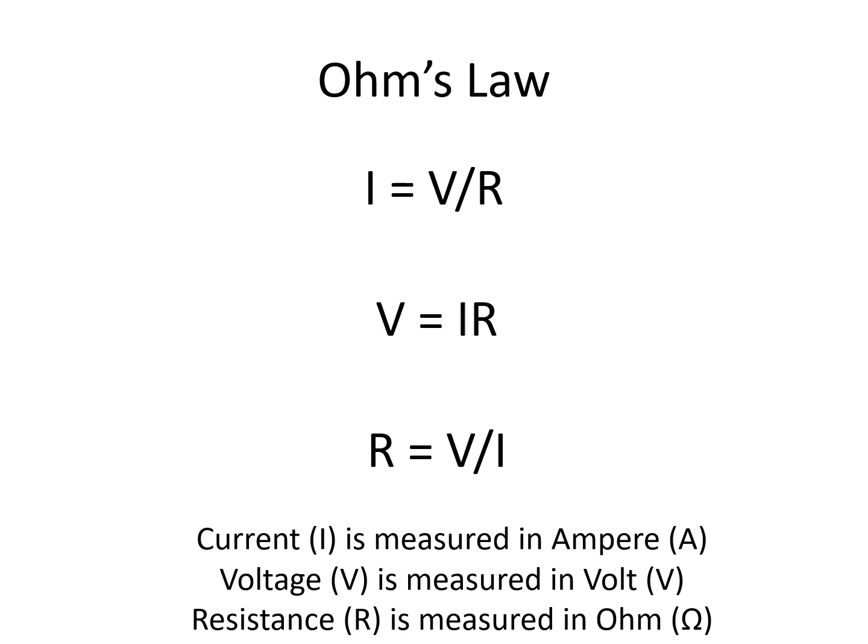Ohm's law can be rewritten in three ways. First is I is equal to V over R. What if V is unknown? So it will become V is equal to IR. Lastly, if R is unknown, R is equal to V over I, wherein current I is measured in ampere A. Voltage V is measured in volt V. Resistance R is measured in ohm omega.